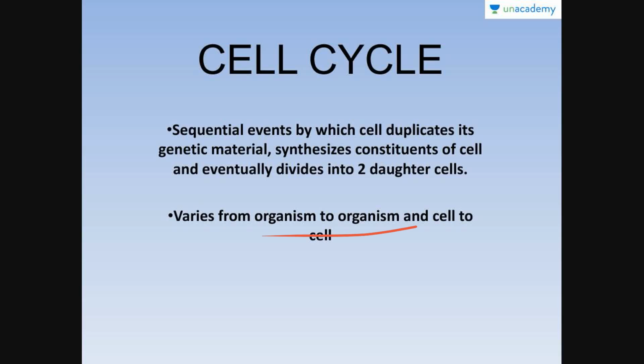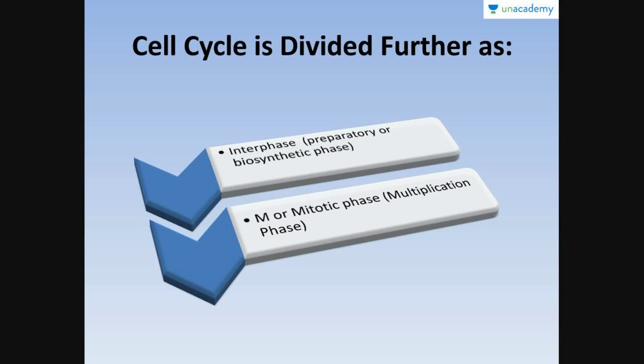Apart from this, it is variable from cell to cell. For example, inside the human only, there may be some cells that have a fast rate of division, while there might be some others which would have a relatively slow rate of division. So this process of cell cycle is not constant for the whole set of organisms, rather it is variable for each. Now I am going to talk about the phases of cell cycle.